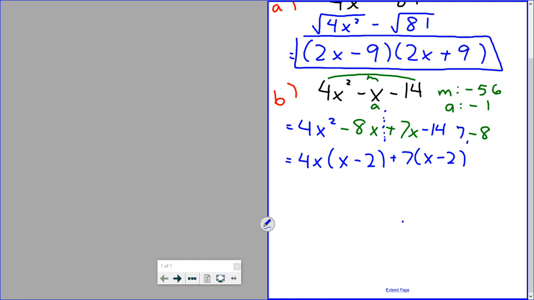So it's very similar to what we did, but a little bit more complicated. X minus 2 in brackets. That's a negative 14, right? And they're supposed to be the same in the brackets. Yeah, x minus 2 and 4x plus 7.